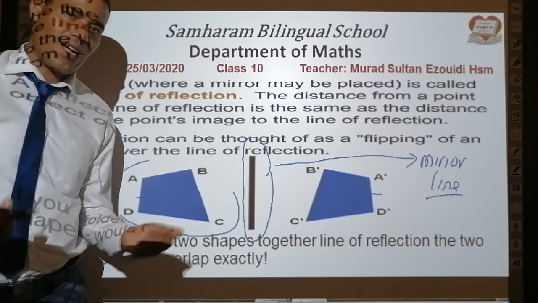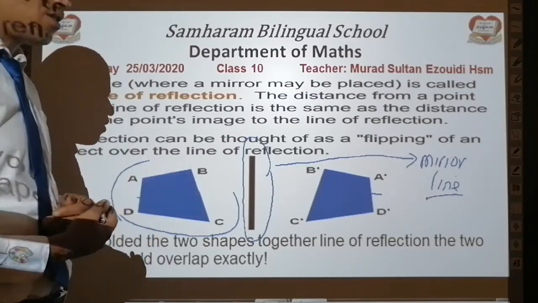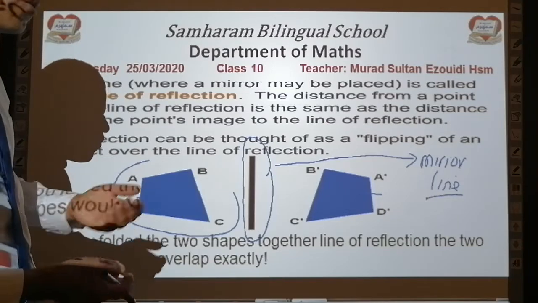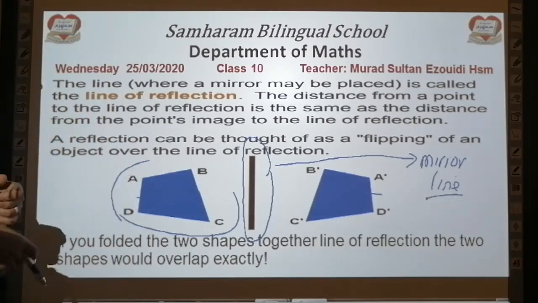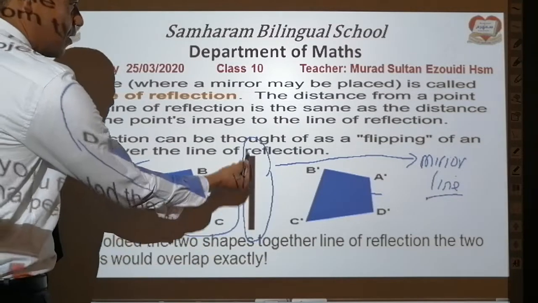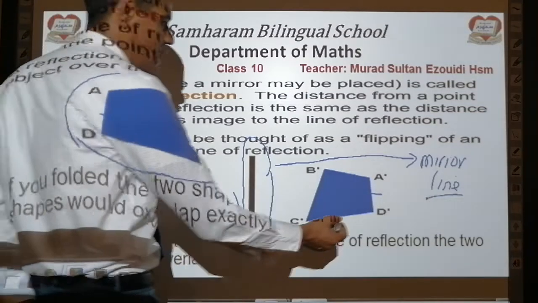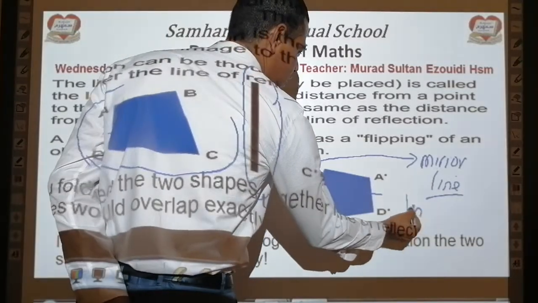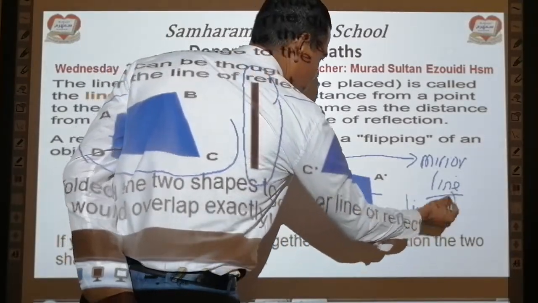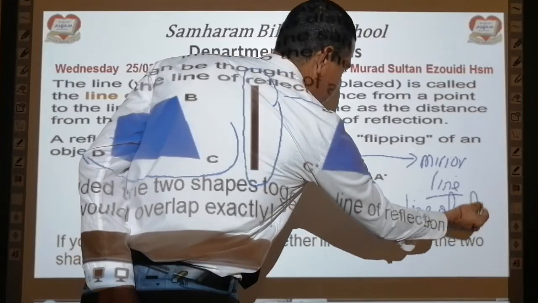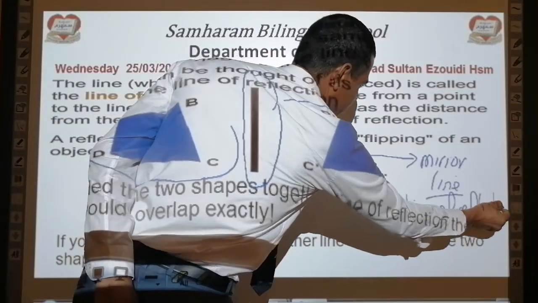In other words, you can construct the mirror line if there is no mirror line, or if the question does not tell you where exactly the mirror line is. The line where a mirror may be placed is the mirror line. It's called the line of reflection. It's also called the line of reflection.